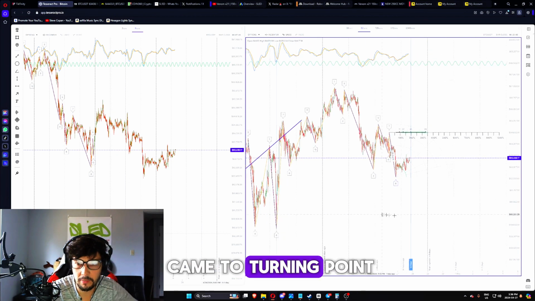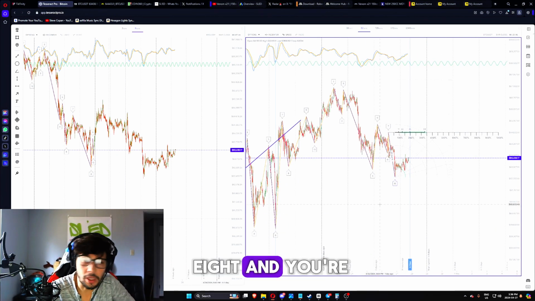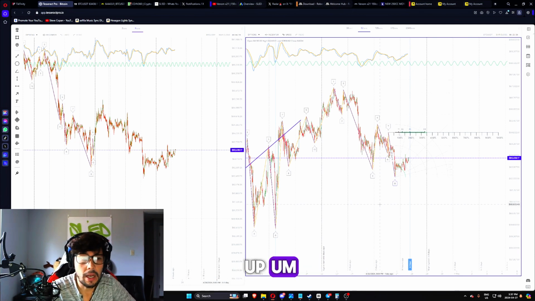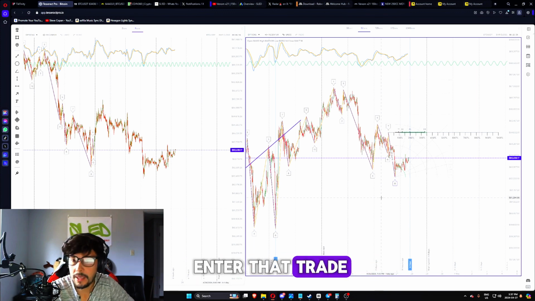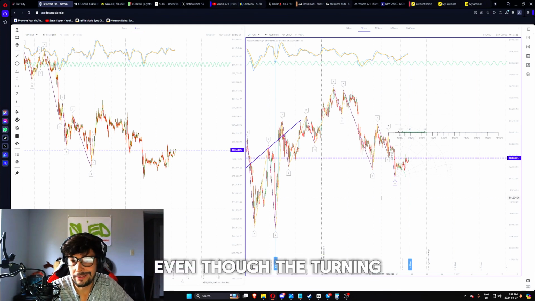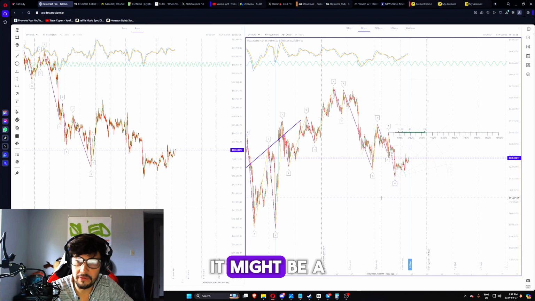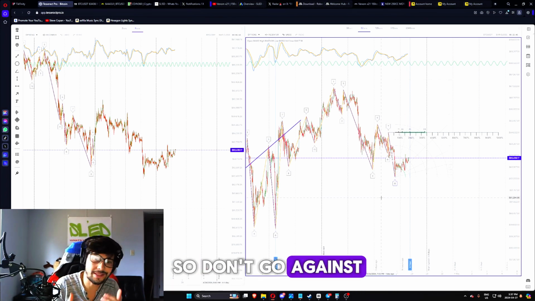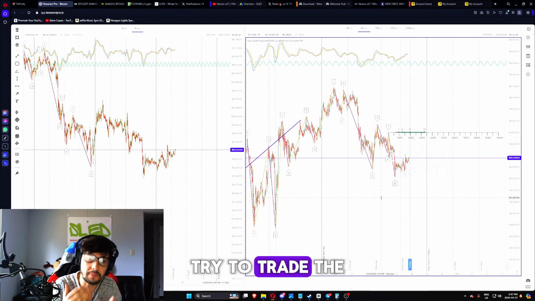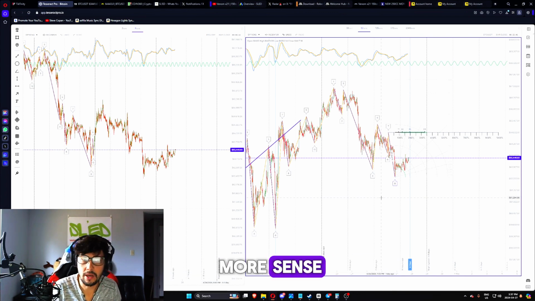So let's say you came to a turning point 8, and you're like, oh, it's going to go up. The thing is, it doesn't mean that you necessarily need to enter that trade, because even though the turning point is pointing up, it might be a very short move because we're actually trading in a downtrend. So don't go against the grain. Try to trade the pivot points that make more sense on a market structure.